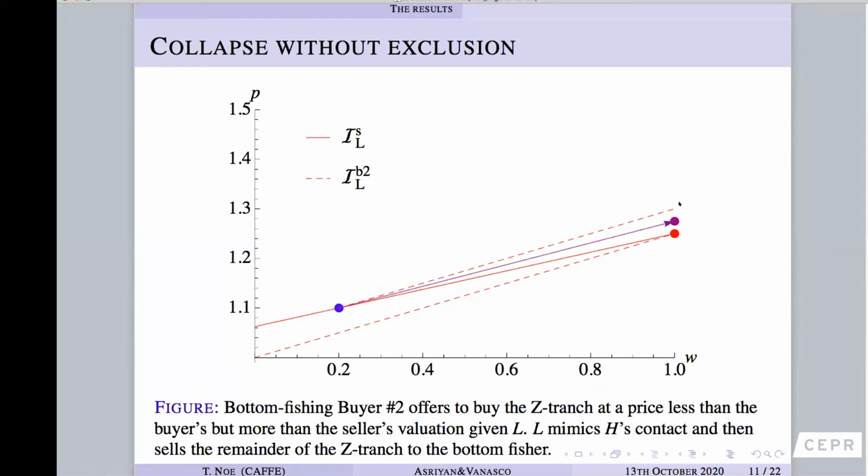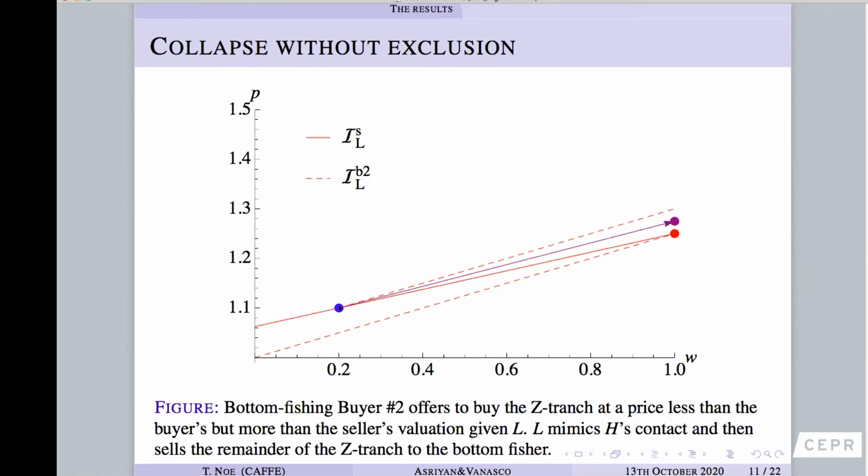So if we don't have exclusion, what happens is that we could have a bottom fishing buyer who basically offers to buy everything and anything at the low price, at a price that is higher than the low type's reservation for selling but still is low enough to make the buyer a profit. So that's the purple line here.